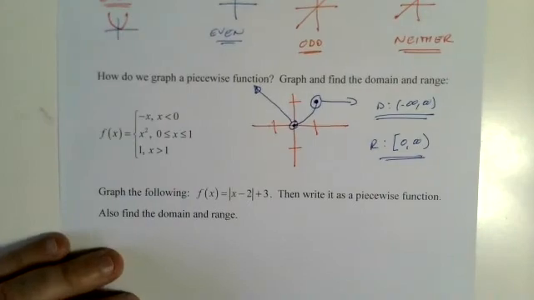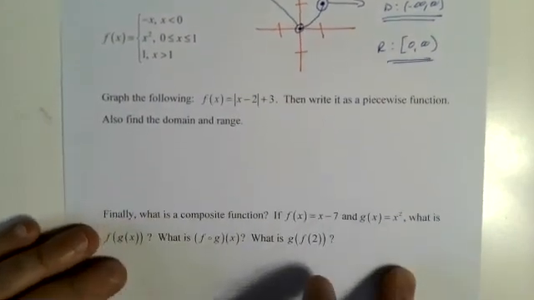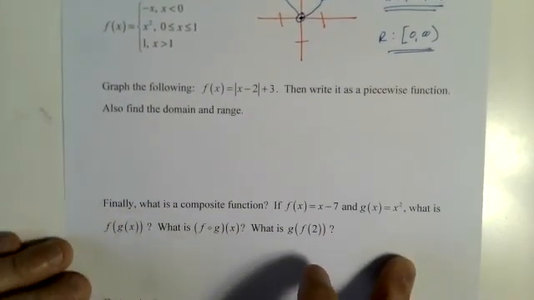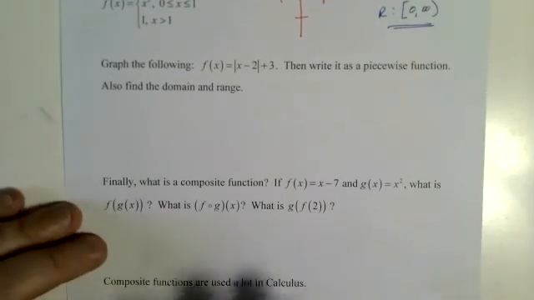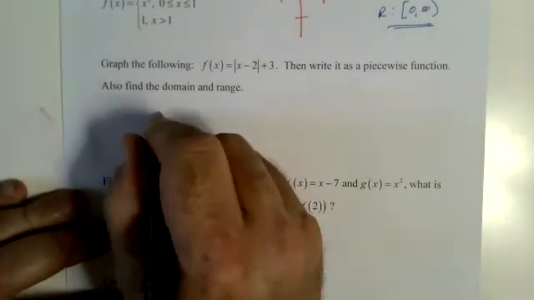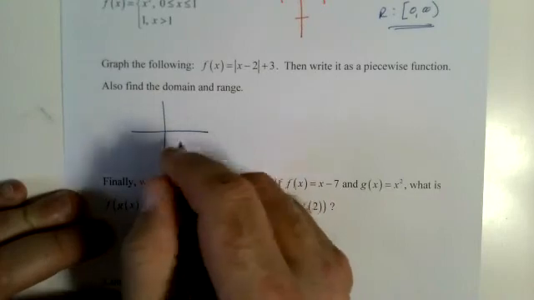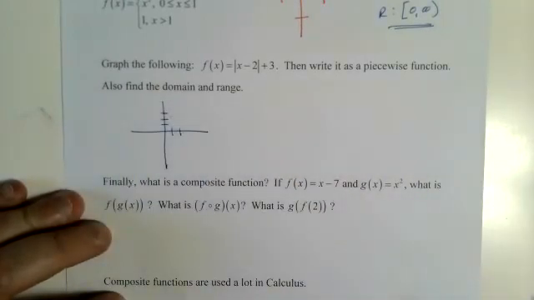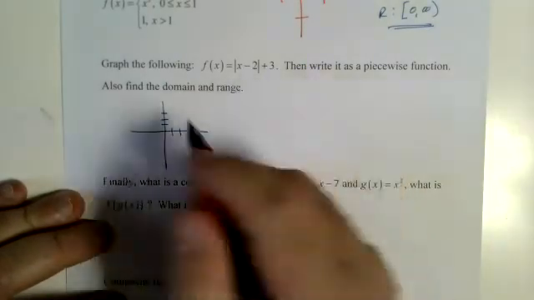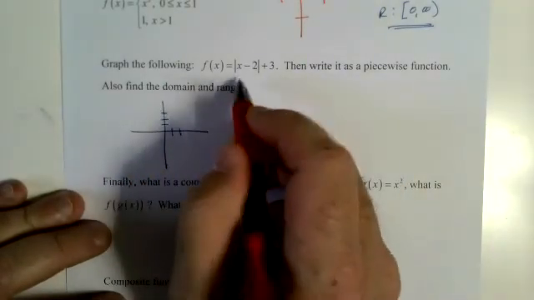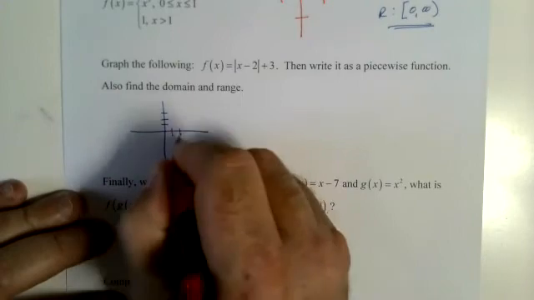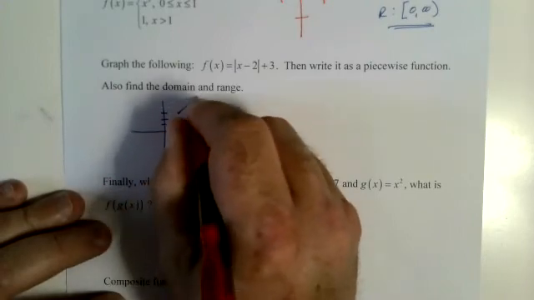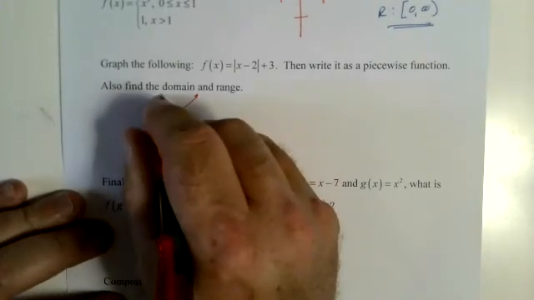All right, here's another one. Graph this, then write as a piecewise function, and also find domain and range. It's kind of a pain in the butt, isn't it? So I happen to know that we're going to go up 3, and then we're going to shift. We should shift left with negative, but inside parentheses always goes the other way. So we're going to get one of these.